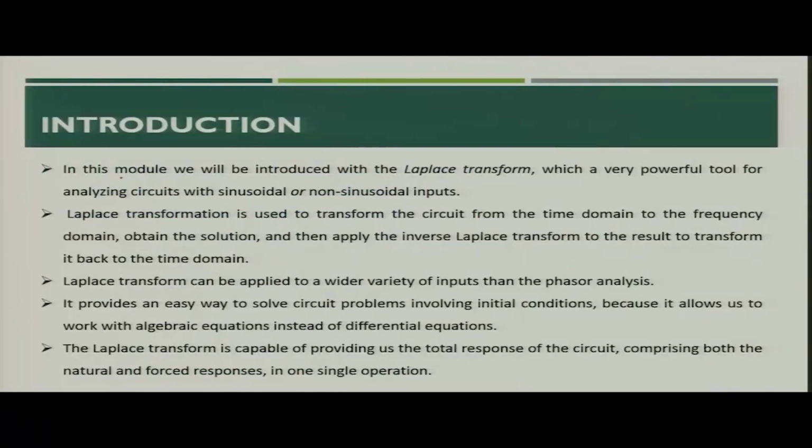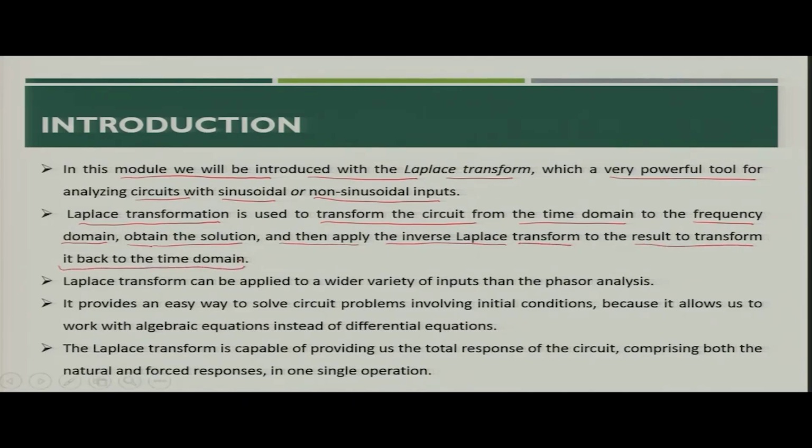In this module we will be introduced to the Laplace transform, and this is a very powerful tool for analyzing circuits with sinusoidal or non sinusoidal input. Laplace transform is used to transform the circuit from the time domain to the frequency domain and obtain the solution. You first convert the circuit from time domain to frequency domain, obtain its solution, and then apply the inverse Laplace transform, and the result will be transformed back in the time domain.